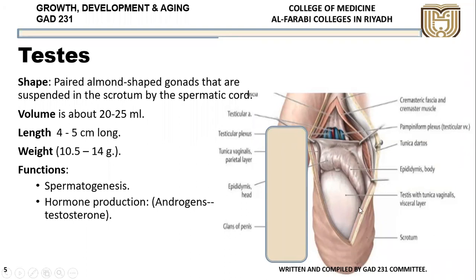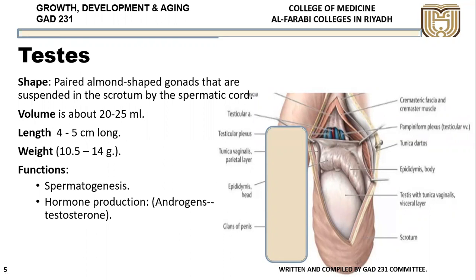This is the scrotum, as I said. This is the skinny bag, and they are suspended by the spermatic cord, which includes the vas deferens, and there are many other structures, the veins, arteries, nerves, everything. So together they are present in a long cord-like structure called the spermatic cord. The total volume of this testis is almost 20 to 25 ml, and the length is almost 4 to 5 centimeters long, because it is oval in shape. The weight is very less, almost 10 to 14 grams, that is the weight of each testis.